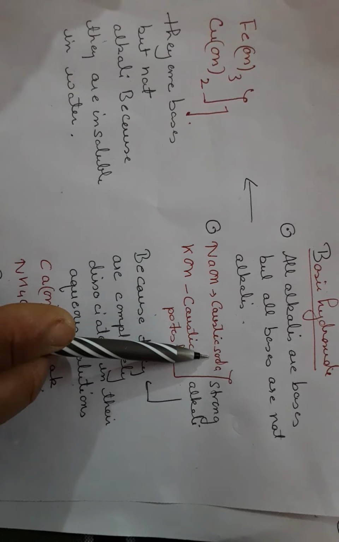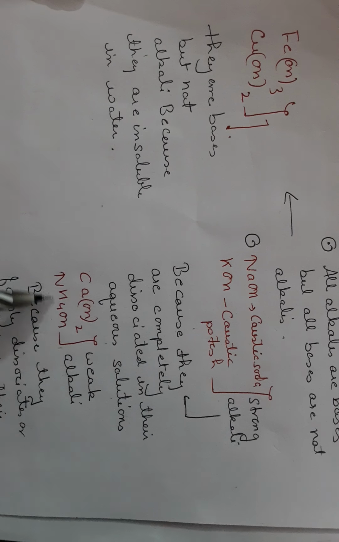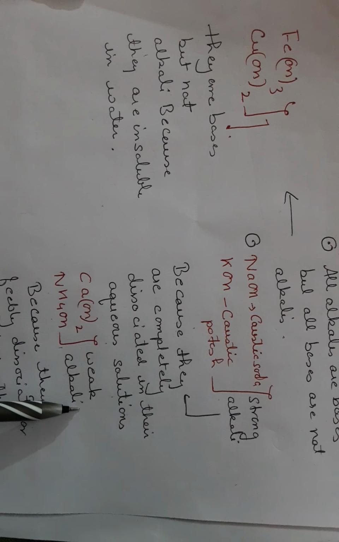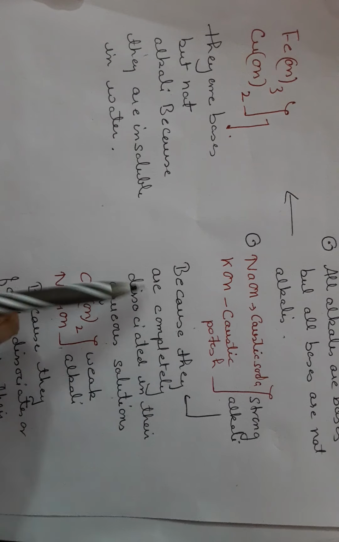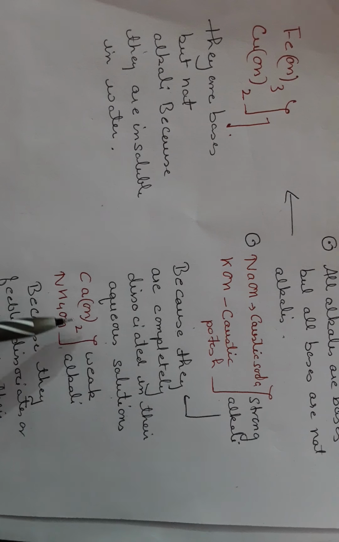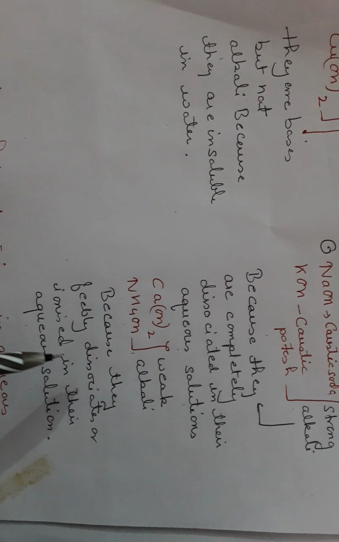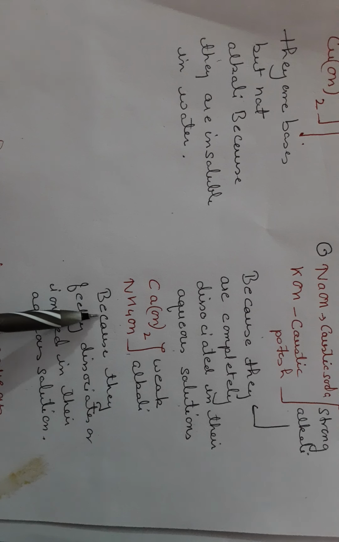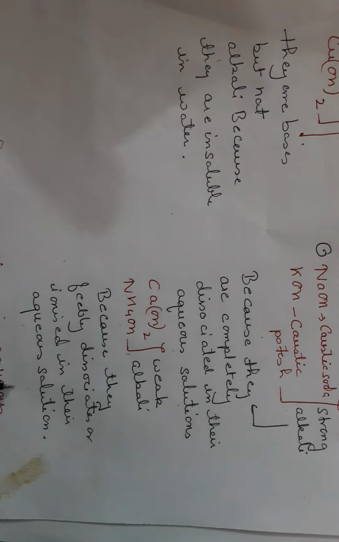Now caustic soda and caustic potash are strong alkalis, whereas calcium hydroxide and ammonium hydroxide are weak alkalis. Caustic soda and caustic potash are strong alkalis because they completely dissociate in the aqueous solution, whereas calcium hydroxide and ammonium hydroxide are weak alkalis because they feebly dissociate or ionize in the aqueous solution.